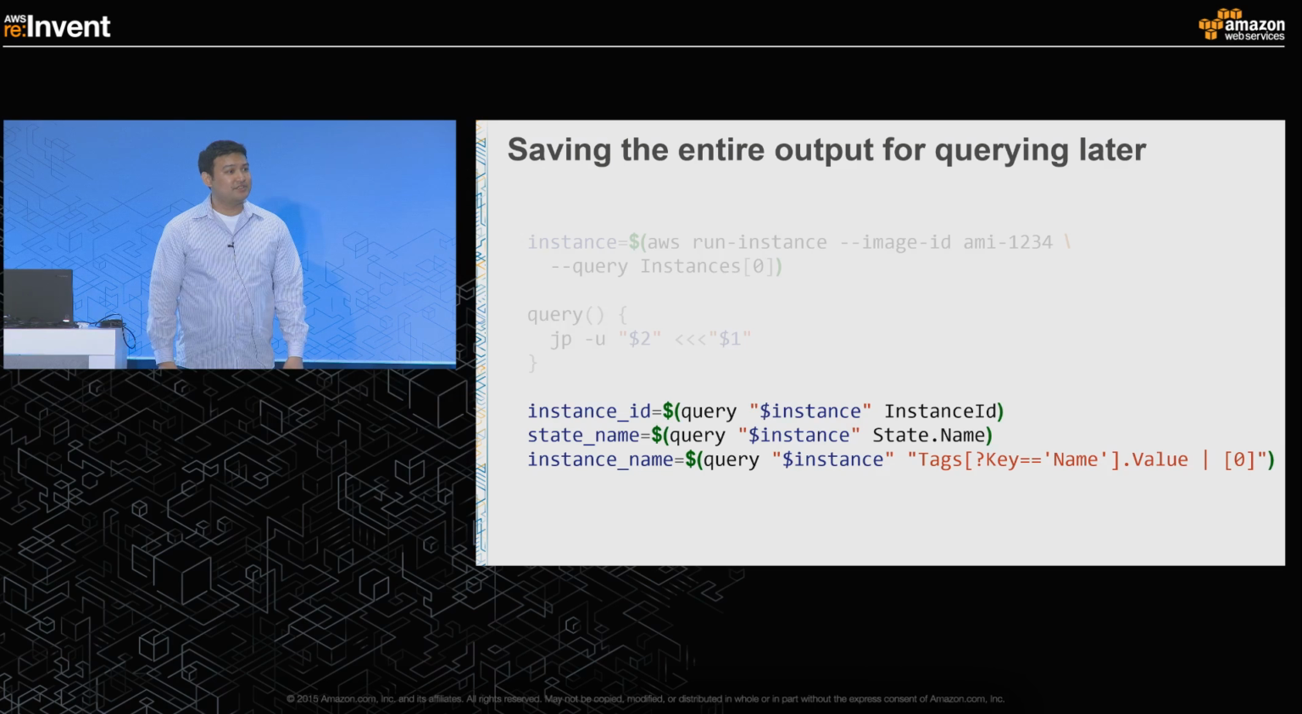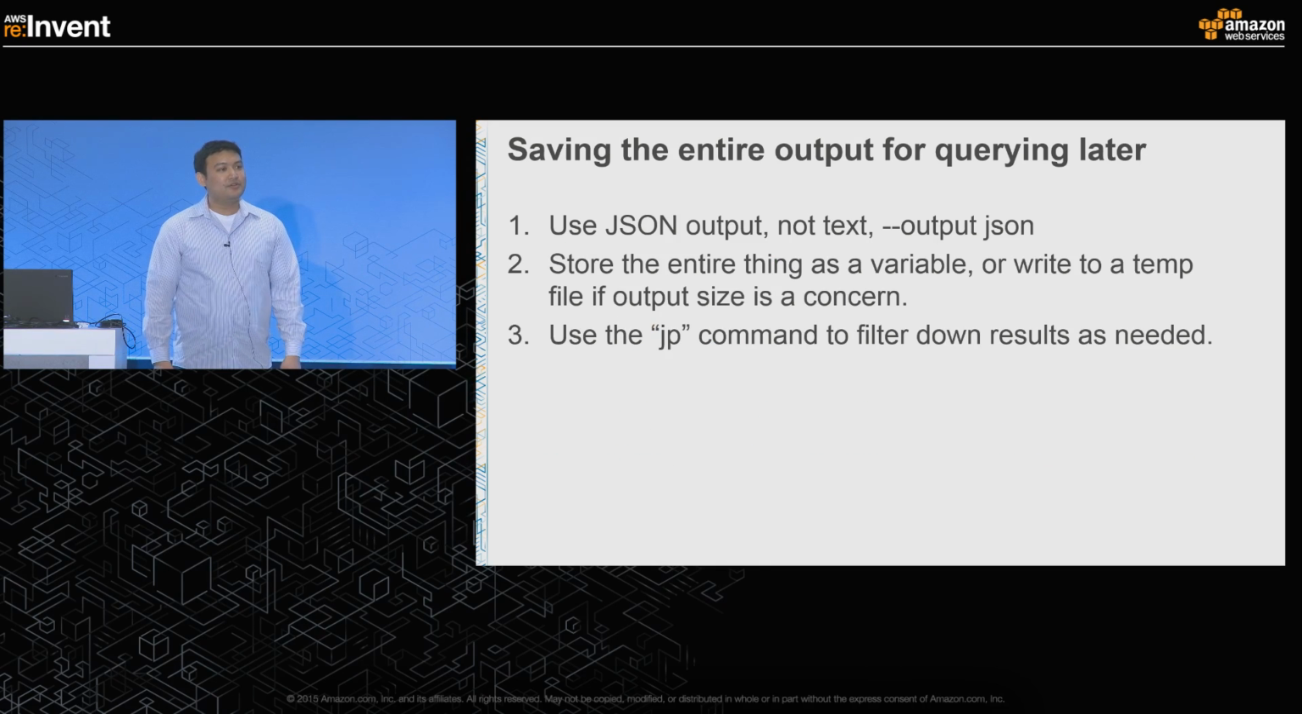And this lets me create these shell scripts that are much easier to read here. And we'll see an example of that in a few moments. So if you're going to do this, remember, use JSON output. Do not use text output. Save the whole thing as a variable. So in this case, I knew the instance data wasn't that large, and so I'm just holding it as a variable, but you can also write it to a temp file if you're concerned about memory usage.